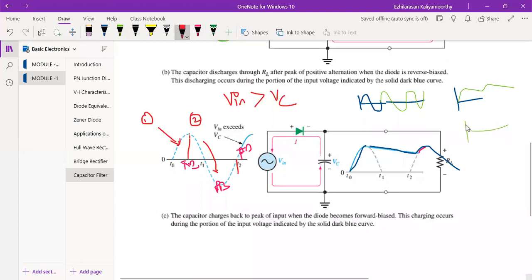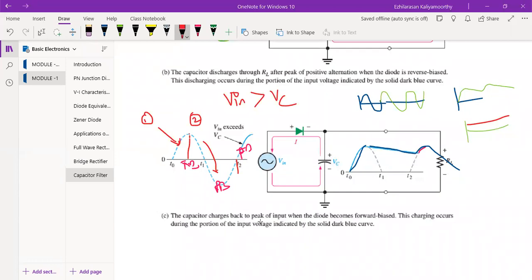How do you have to get this? You have to get the output waveform like this, because the main role of the rectifier is what? It's converting AC to DC signal. That is the important application of that. So that has to be done. So from this, I can say the ripple voltage.